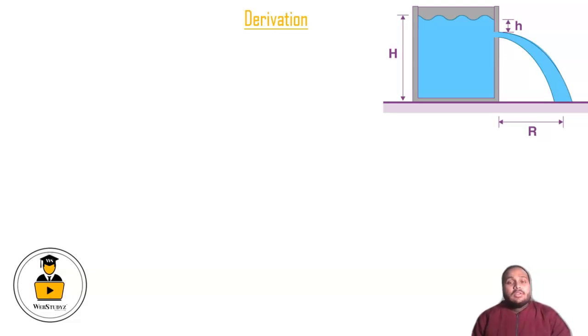Firstly, we are assuming here that the fluid is incompressible. Also, we have drawn a diagram for our use. We need to know first that Bernoulli's theorem states that V square by 2 plus gh plus P by rho is equal to constant.